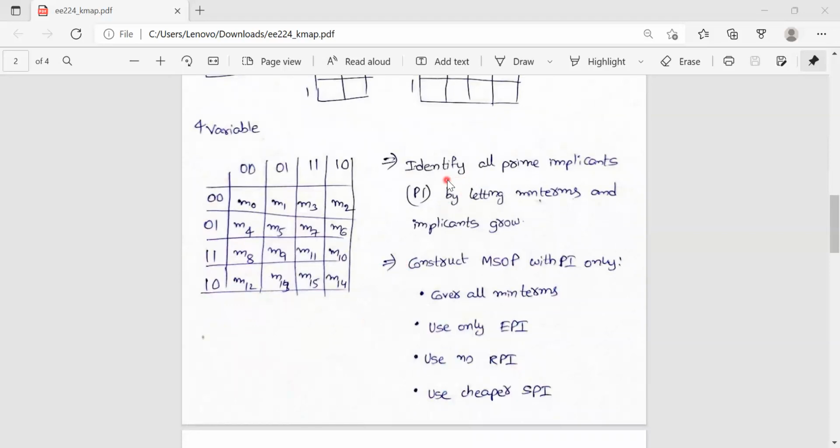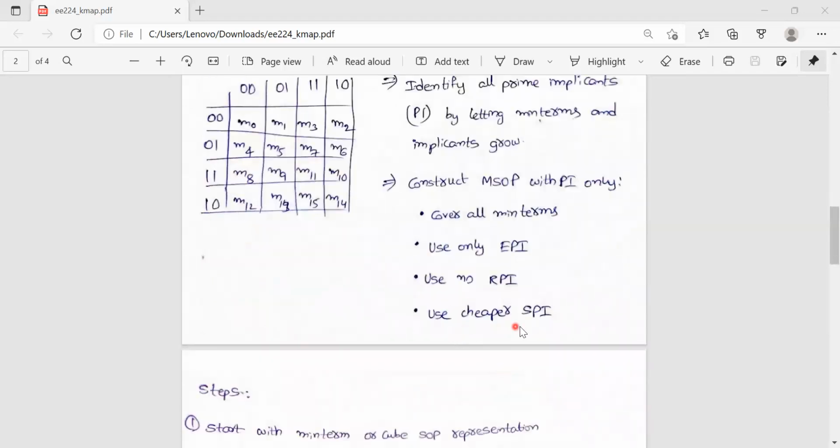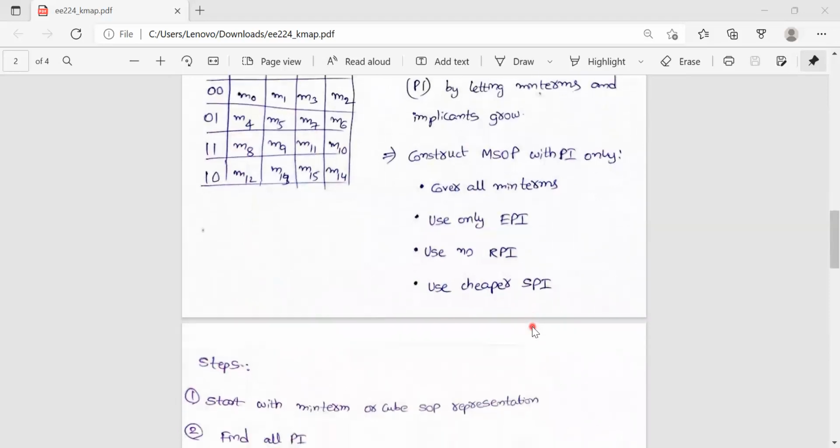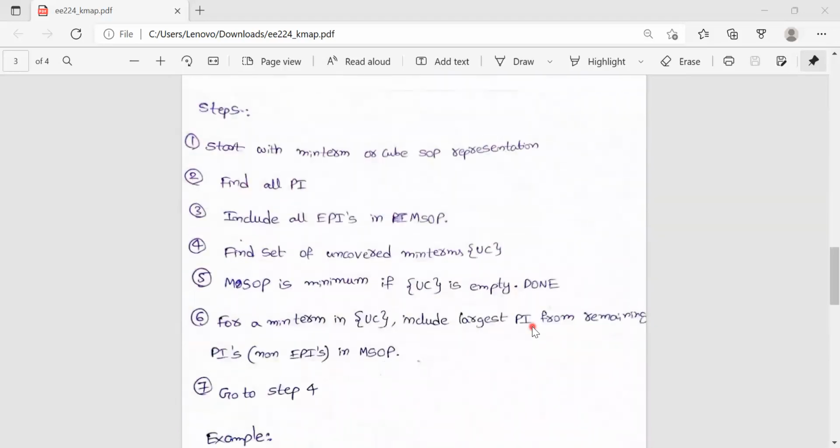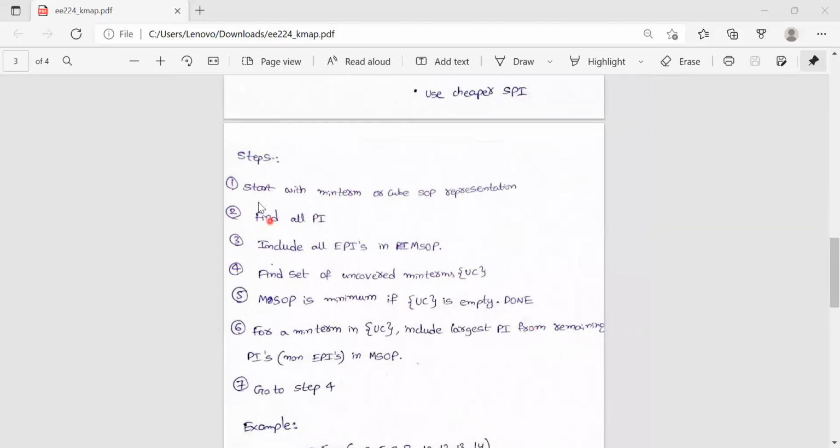The procedure of the K-map is, first we should identify all prime implicants by letting the min terms and implicants grow. Construct a minimum sum of products with prime implicants only. Cover all min terms. Use only essential prime implicants. Use no redundant prime implicants. Use cheaper supplementary prime implicants. These are the steps to be followed to use the K-map method.